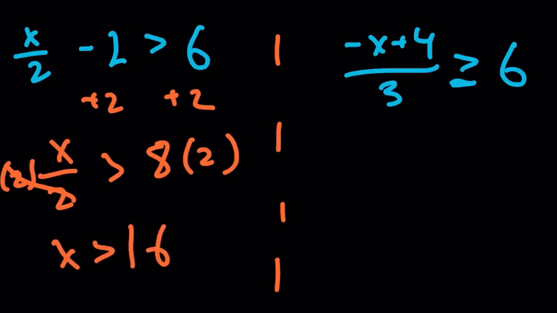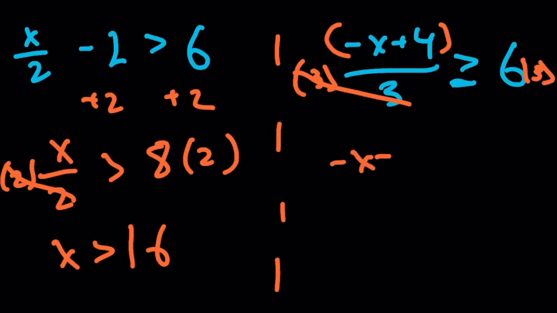Now we're going to move on to this second equation where we have negative x plus 4 divided by 3 is greater than or equal to 6. So first things first, this is technically in parentheses because it's a term in the numerator, so we have to undo the division first, and we multiply each side by 3. So we end up getting negative x plus 4 is greater than or equal to 18. Then we subtract 4 from each side. Then we get negative x is greater than or equal to 14.